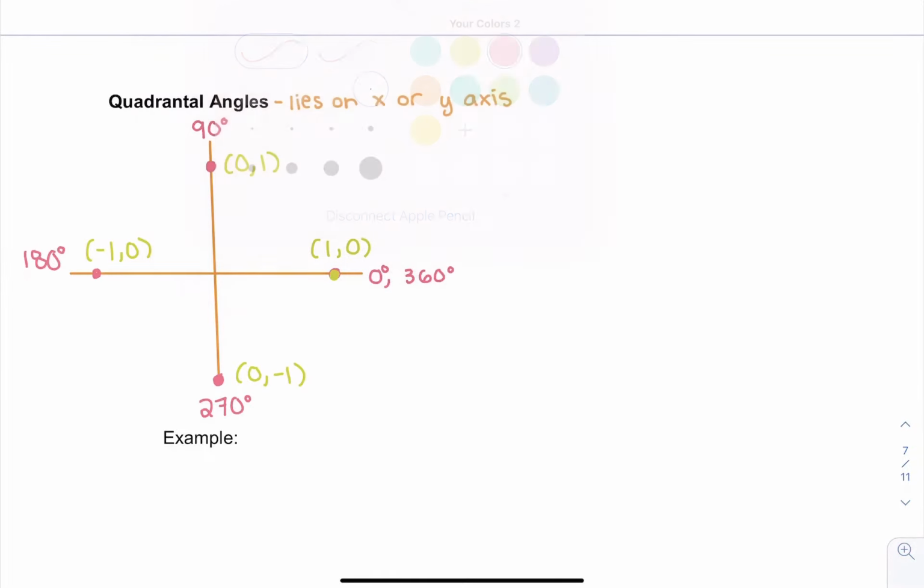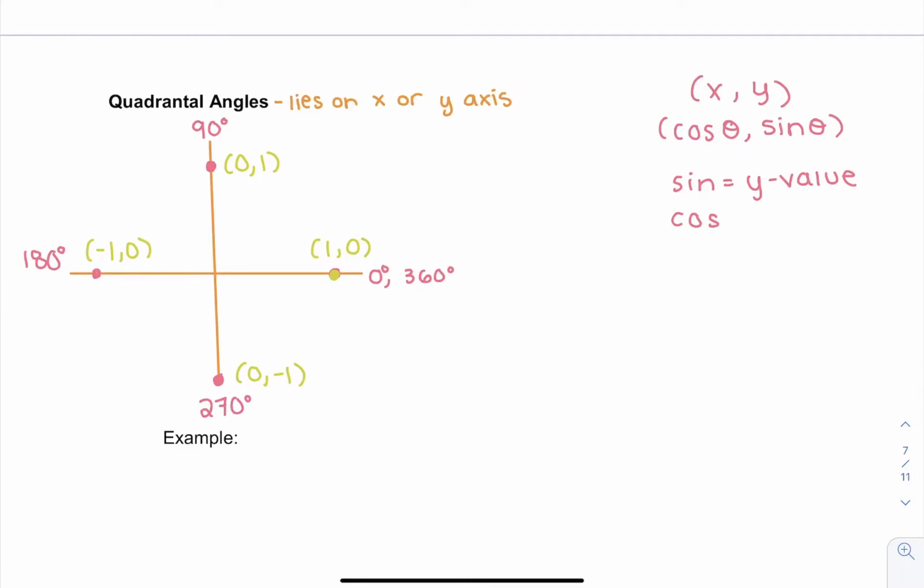And now you might remember that if we have x, y, x is our cosine of theta, and y is our sine of theta. Sine is the y value. Cosine is the x value. And tangent is sine over cosine, which we could figure out is y over x. From this, we have all of the information that we need.